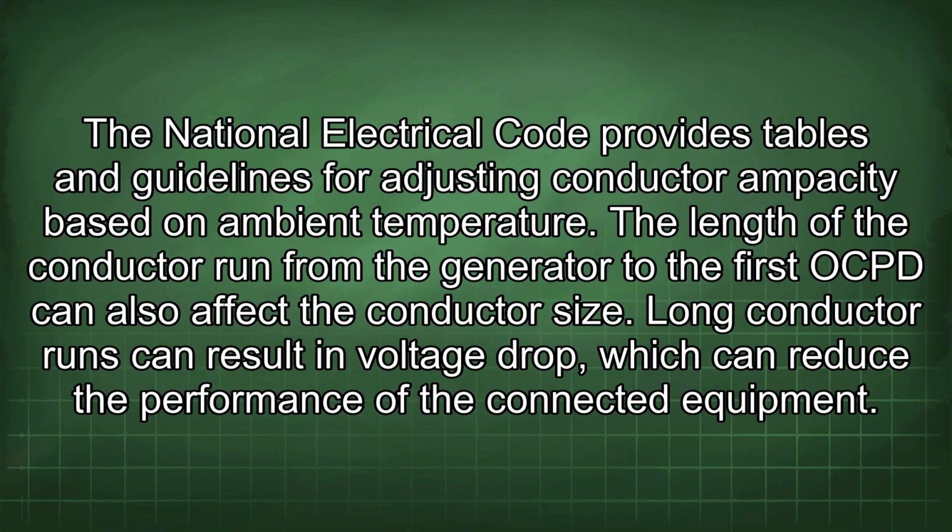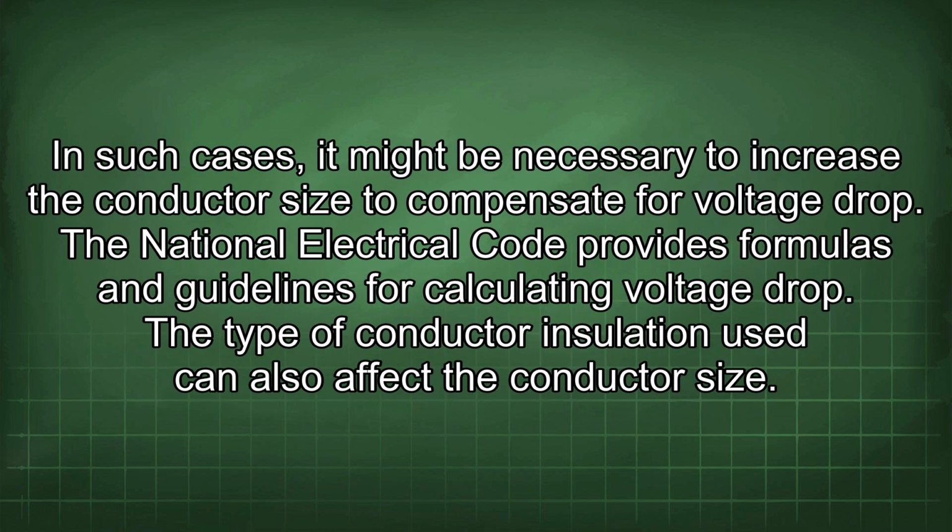The length of the conductor run from the generator to the first OCPD can also affect the conductor size. Long conductor runs can result in voltage drop, which can reduce the performance of the connected equipment. In such cases, it might be necessary to increase the conductor size to compensate for voltage drop. The National Electrical Code provides formulas and guidelines for calculating voltage drop.